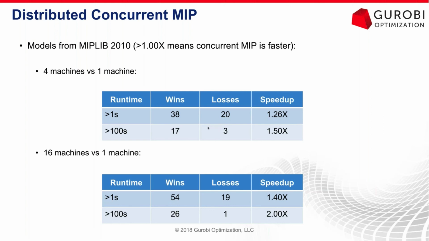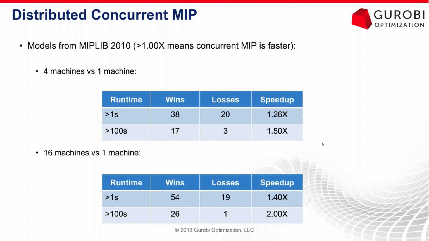The models that take 1 second or longer are easier models. Of these models, we have some that win, but some that are slower. But we do get some speed up, about 1.26 times faster. In the larger and harder models that take 100 seconds or more, we have a lot more winners, and we have a bigger speed up. Now that's 4 computers versus 1.